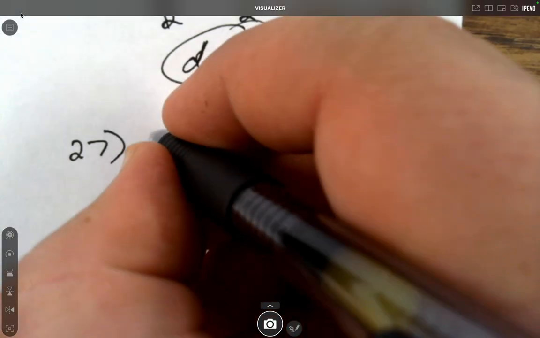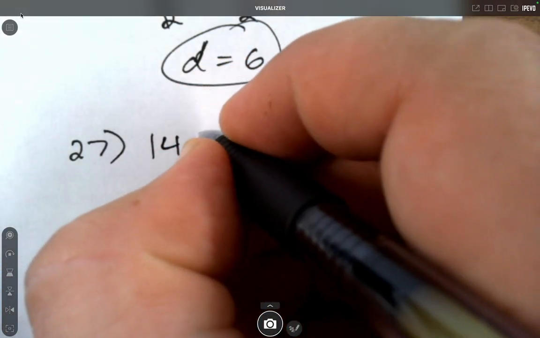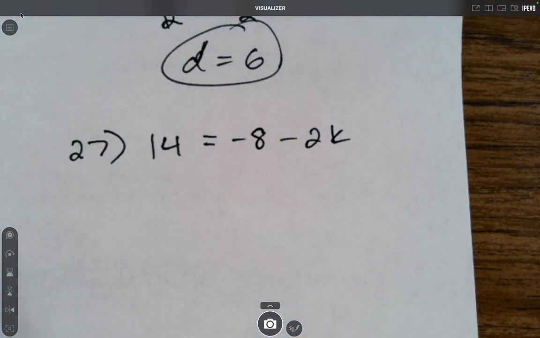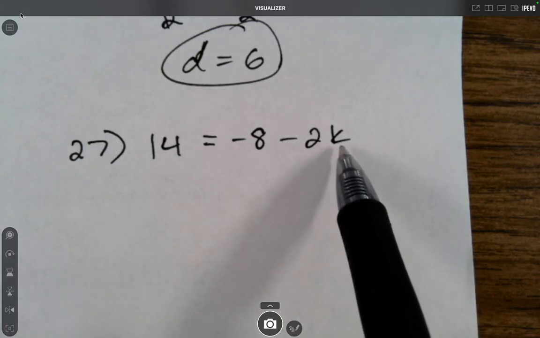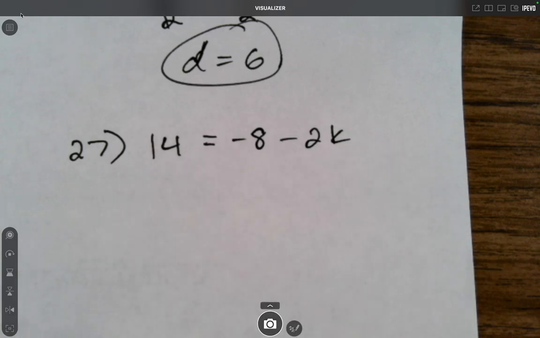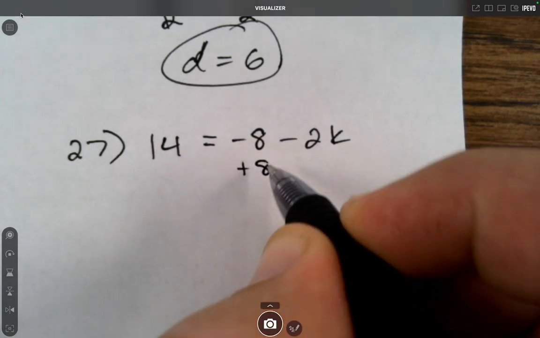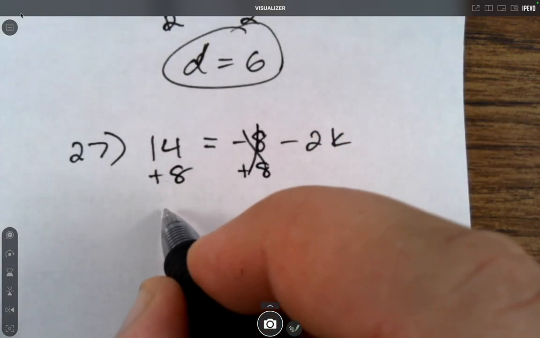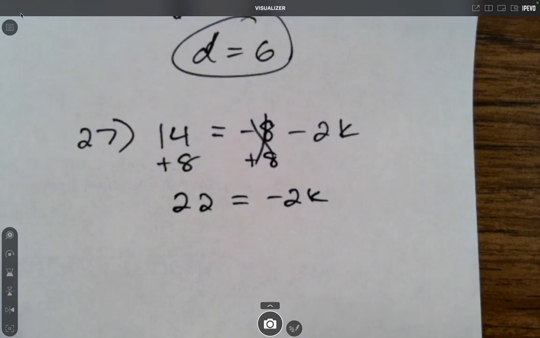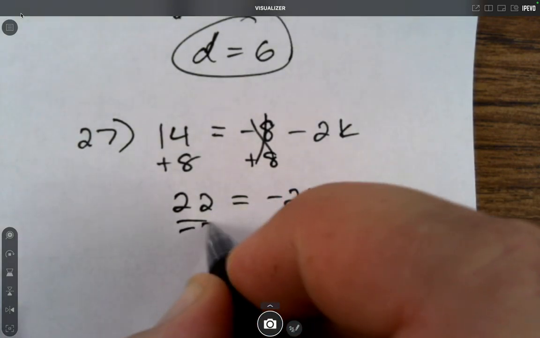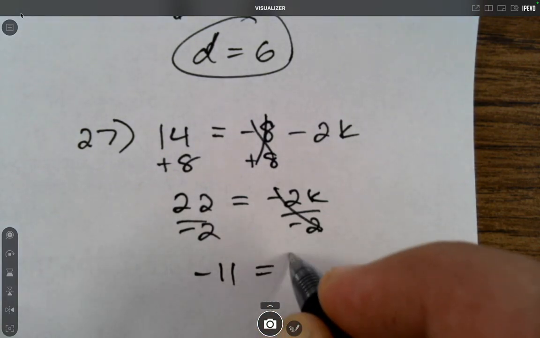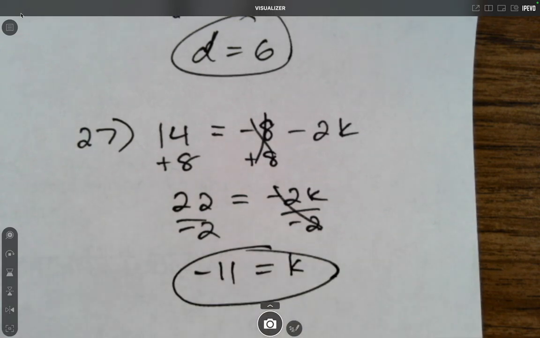Okay, 14 equals -8 minus 2k. So we just think of the farthest away thing. There's the variable k. 2 is really close to it. 8's farther away from it. So we want to take care of the 8 first. So it's a -8, so to get rid of it we have to add 8. So we get 22 equals -2k. Then we divide both sides by -2. 22 divided by -2 is -11. So -11 is equal to k.